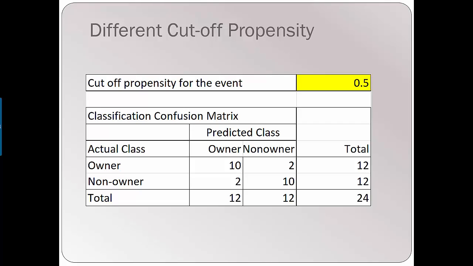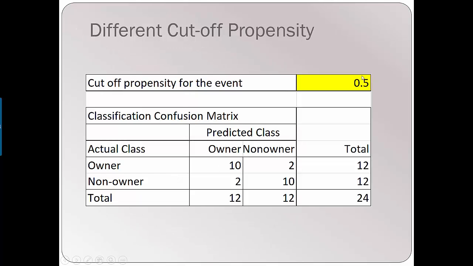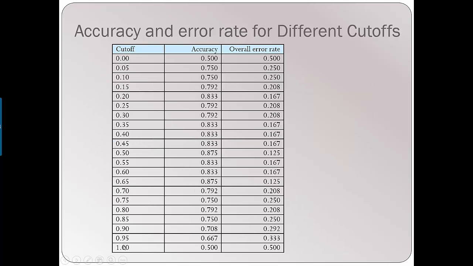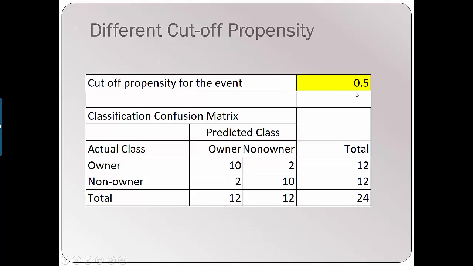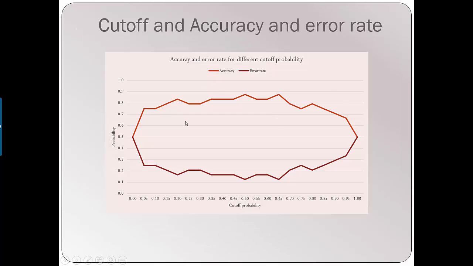But let's say we have set this up, okay, and then we change the cutoff value from 0 through 1. Okay, so that means this cell will get populated by these cutoff values. Then when this value changes, all of these numbers will change, and your accuracy and the overall error rate will get automatically adjusted, and here are those values. Okay, and when you plot, this is what you will see.